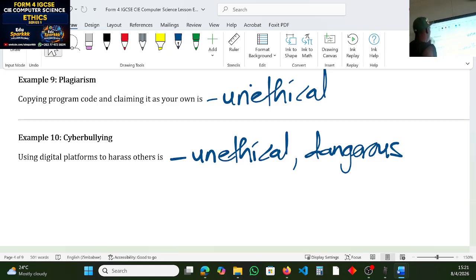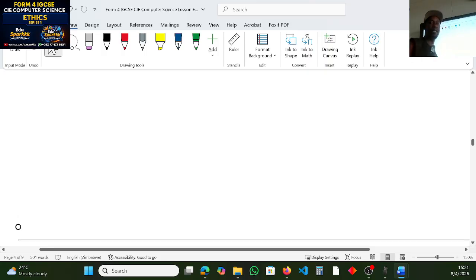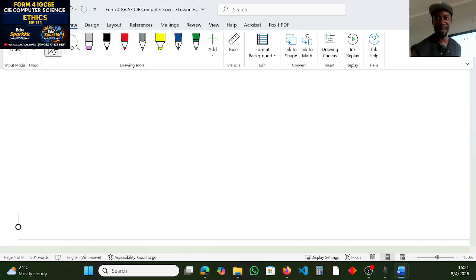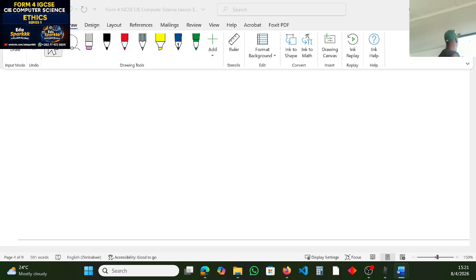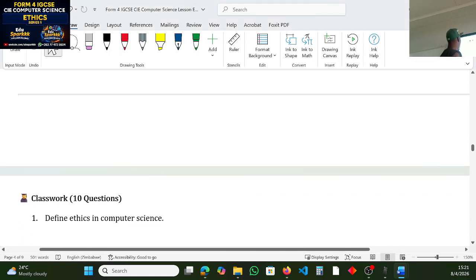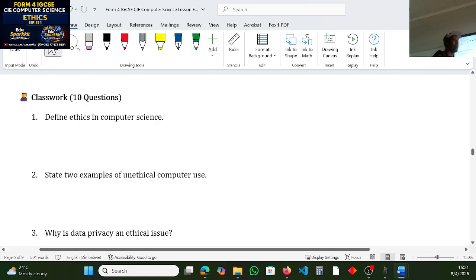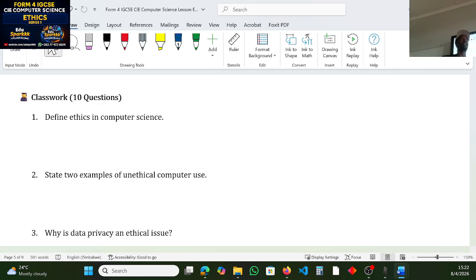So that's what we have from the examples that we discussed. I hope that was a light introduction to ethical concerns around computer usage. Let's check if we can proceed with the 10 questions below. We are being required to define ethics in computer science. So ethics, like we said, it has to do with morals. Ethics in computer science refers to moral principles that guide the responsible and acceptable use of computers, data, and technology, and to avoid harm to individuals or society.